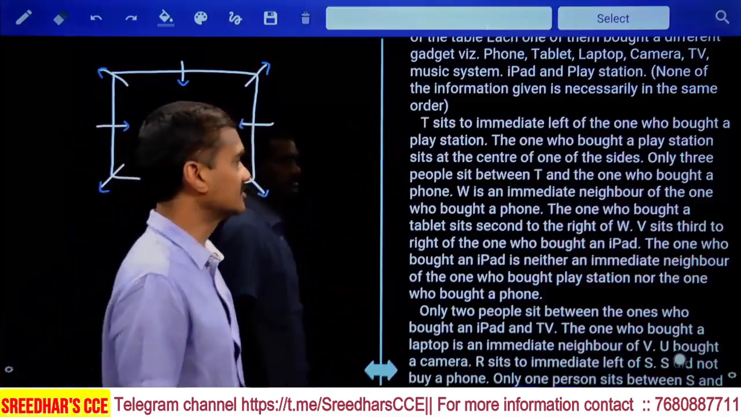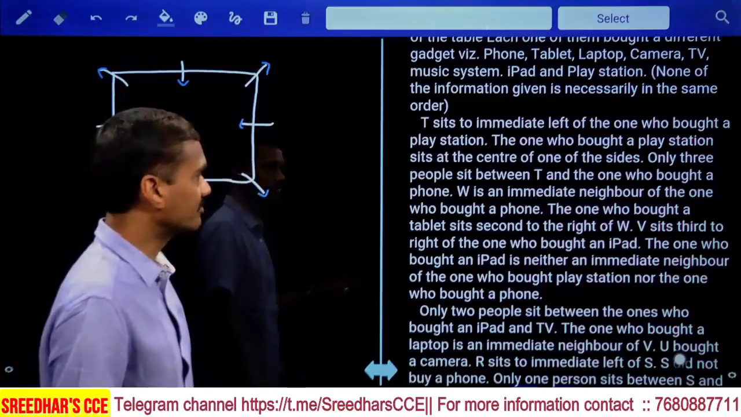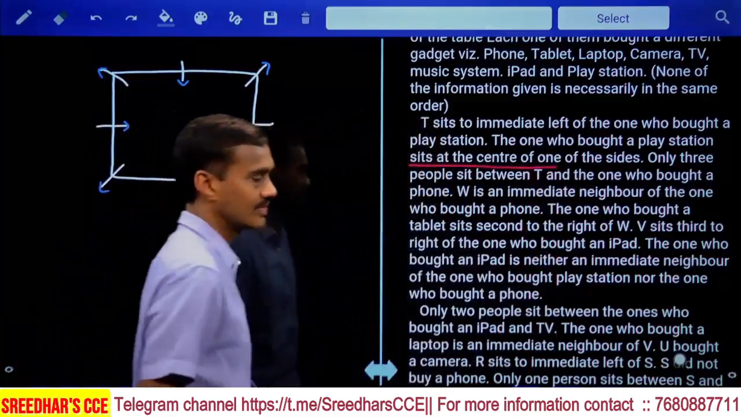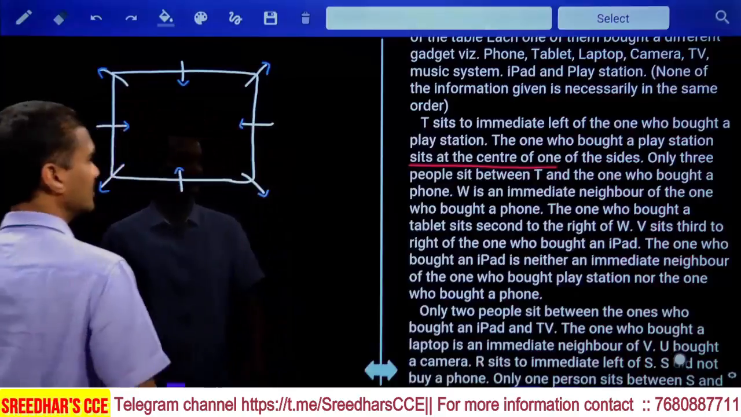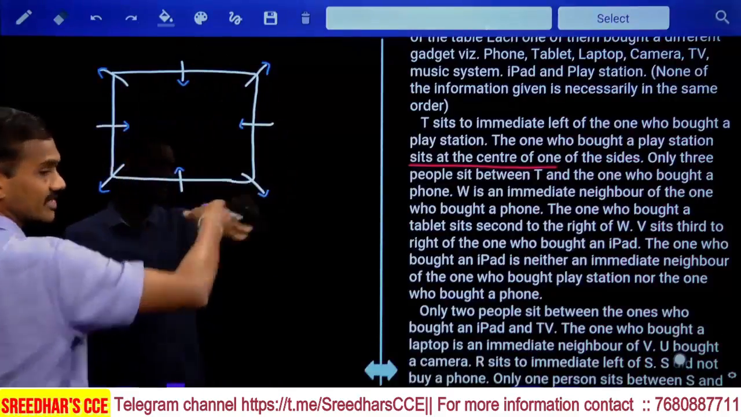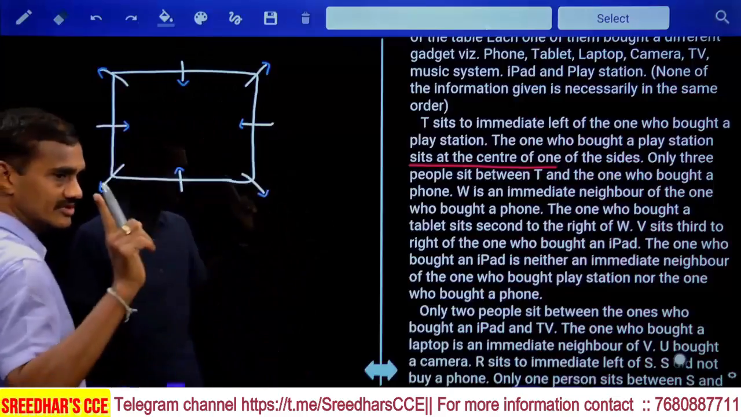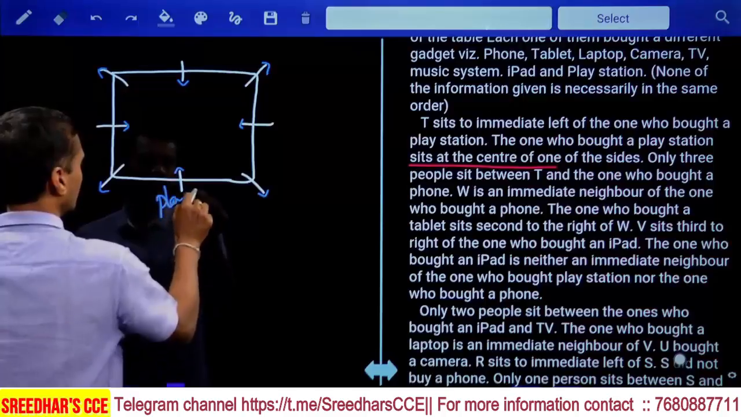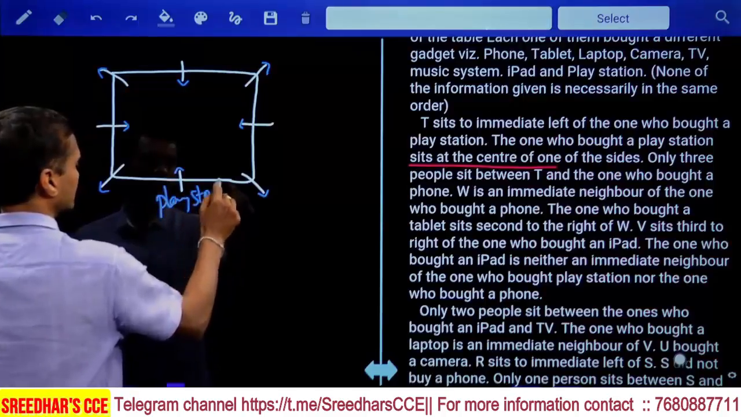Then coming to the second statement here, the one who bought a PlayStation sits at the center. This is the crucial information we are looking for. The one who bought a PlayStation sits at one of the centers. One of the centers means you can take any of these 4 centers. It is considered to be one possibility only. Now I am taking the one who bought a PlayStation as at this place.